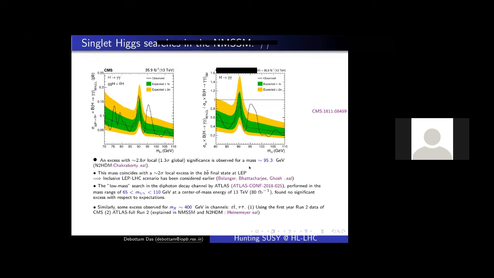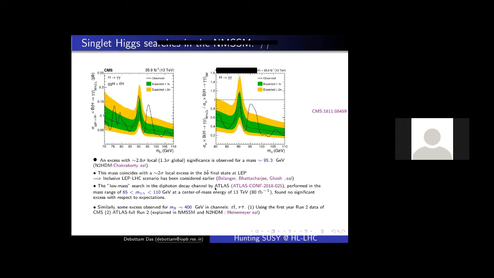excess in the b b-bar final state at LEP. This was termed as the LEP LHC inclusive region, and it was investigated earlier by these people. And again, the point is that this low mass search region, the diphoton decay region, was looked at by ATLAS people, but they did not find any significant excess.